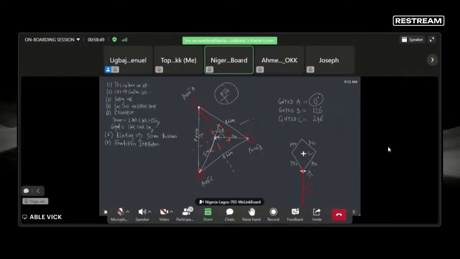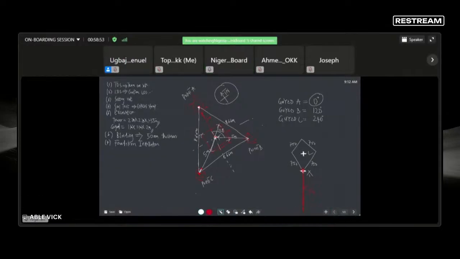For the foundation installation, I'm going to send you a sample photo so you understand how you couple your foundation. Normally, the SC is supposed to be on site for this activity. Let me share my screen.